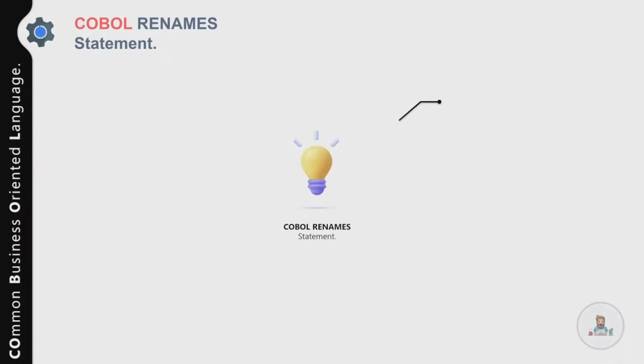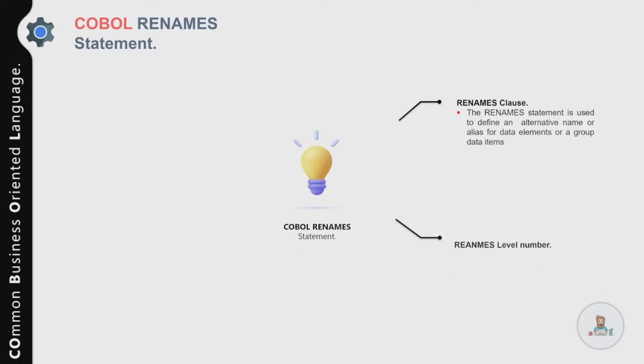Now let's talk about the RENAMES statement and how you can use that in your COBOL program. By definition, the RENAMES statement is used to define an alternative name or alias for a data item or a group of data items. The RENAMES clause is also used to regroup several elementary data items into a record so that they can belong to the original as well as to the newly defined group.